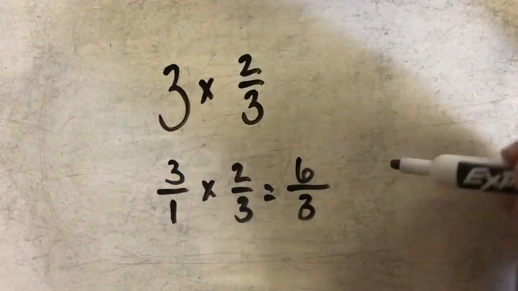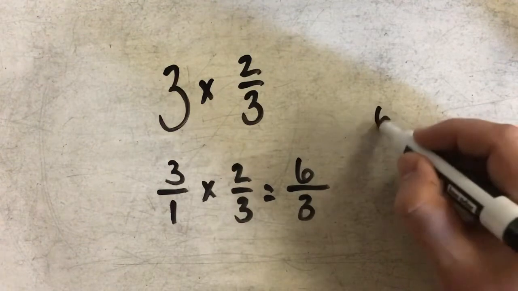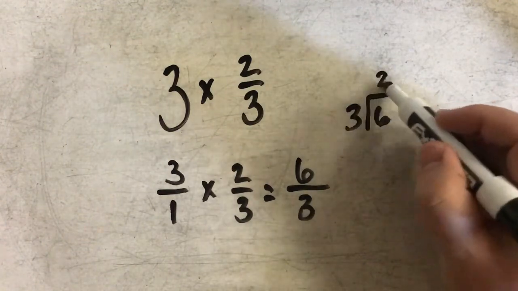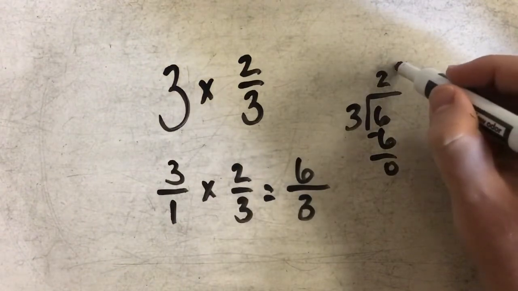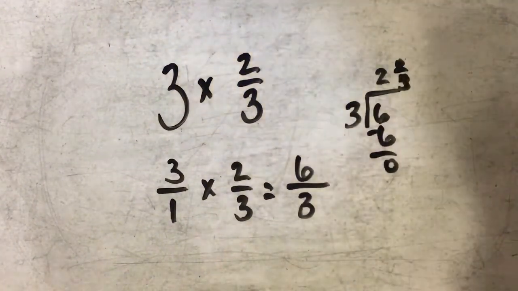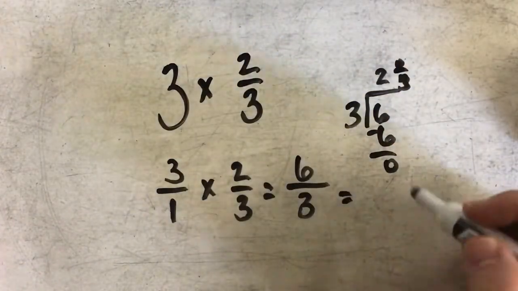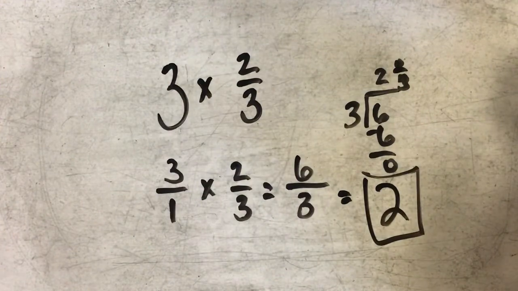Since that's improper, I'm going to go ahead and change it into a mixed number by dividing. 3 goes into 6 2 times exactly with nothing left over. So I could say 2 0/3, but I really don't need to include that 0/3. I'm just going to write that as 2. So my answer would be 2 wholes.